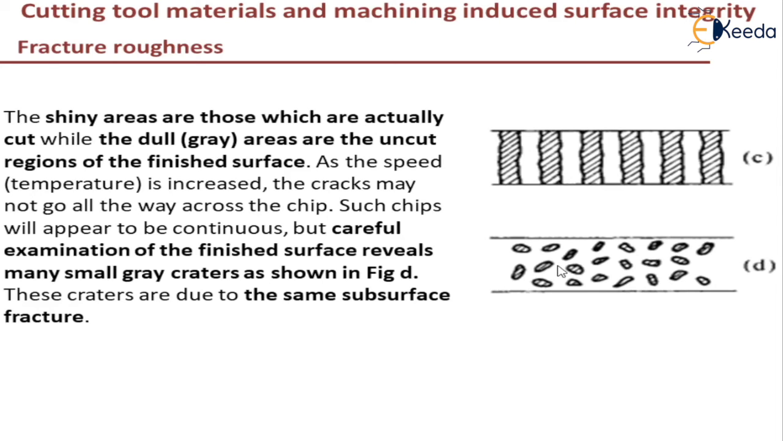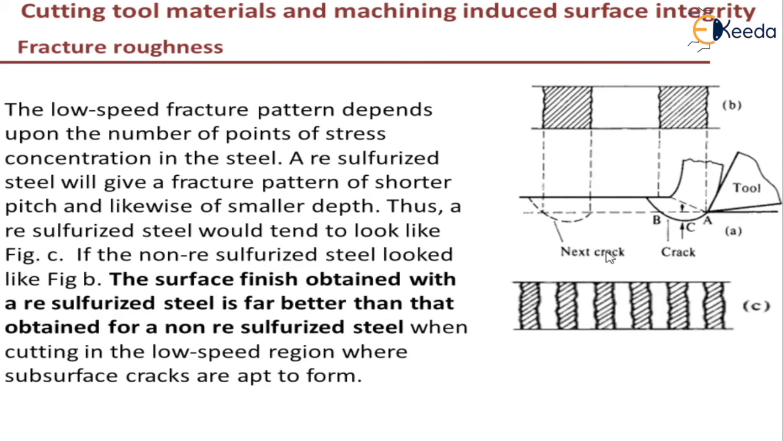Above a certain speed, the subsurface pattern will no longer be found, and this source of surface roughness disappears, that is, after a certain cutting speed. This one will tell you, for example, the low speed fracture pattern, which we discussed in the previous slide. We also discussed the high speed fracture pattern.